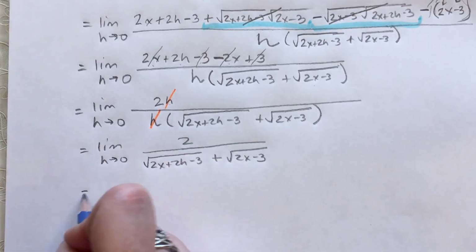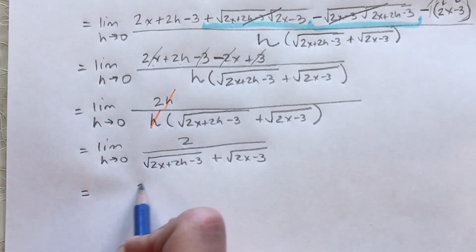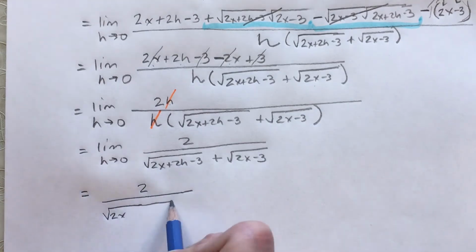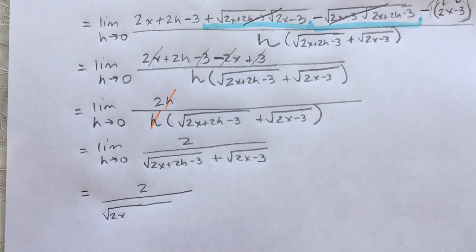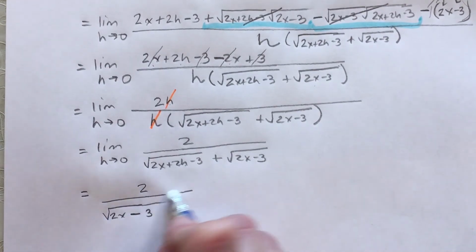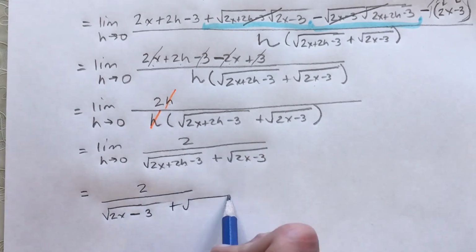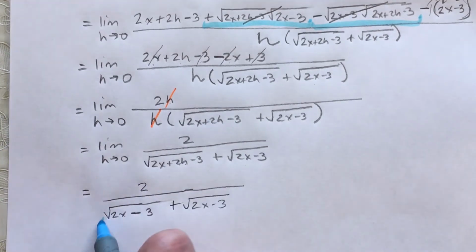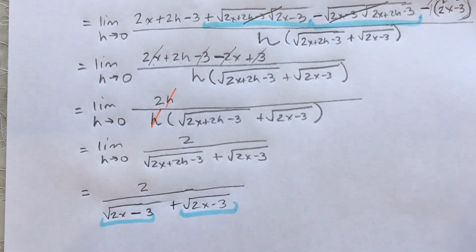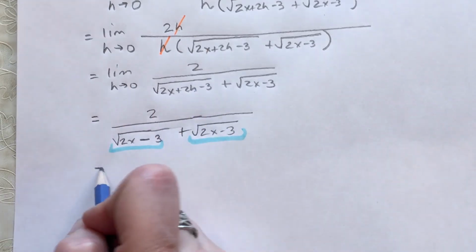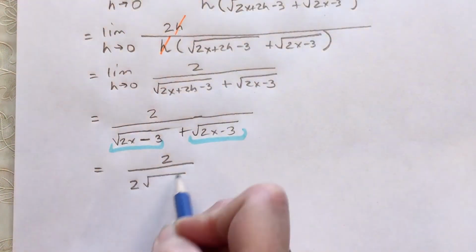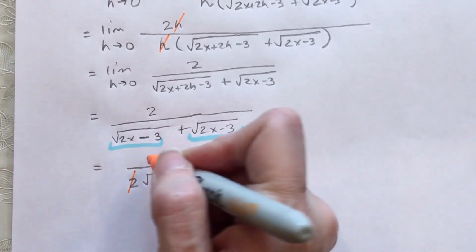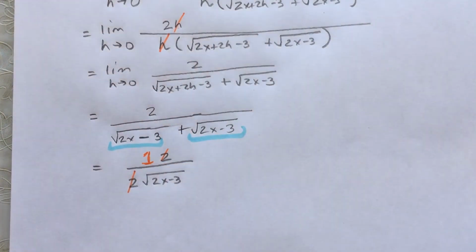Okay, so now I'm ready to let h approach 0. So if I let h approach 0, the numerator stays as 2. The h approaching 0 doesn't affect 2x, but as h approaches 0, 2 times h approaches 0 as well, so I'm just left with 2x minus 3 here, plus another 2x minus 3. So you notice that these two terms are exactly the same: root of 2x minus 3 plus root of 2x minus 3. There's 2 of them. So we've got 2 over 2 root 2x minus 3's. So these 2's divide out, leaving you with a 1 in the numerator.